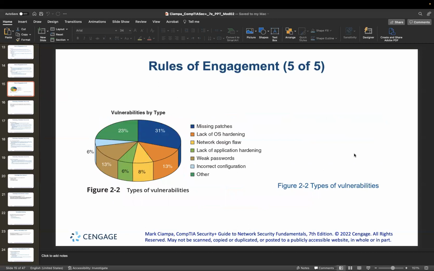Take a moment and look at this pie chart. I'll give you just 1 minute to look at it, just read the legend and see the vulnerability types so we can have a quick discussion of this.